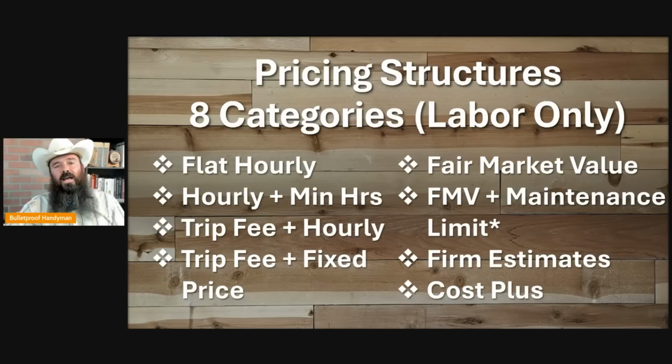Then we're going to talk about hourly plus a minimum, which at least isn't hourly, but there are still some issues with that. We're going to talk about having trip fees plus hourly, or trip fees plus fixed prices per item. We're going to talk about fair market value pricing, which I think is my favorite. Then we're going to talk about fair market value pricing with a maintenance limit to cap it so it doesn't go too high. We're going to talk about doing only firm estimates, and we're going to talk about cost plus.